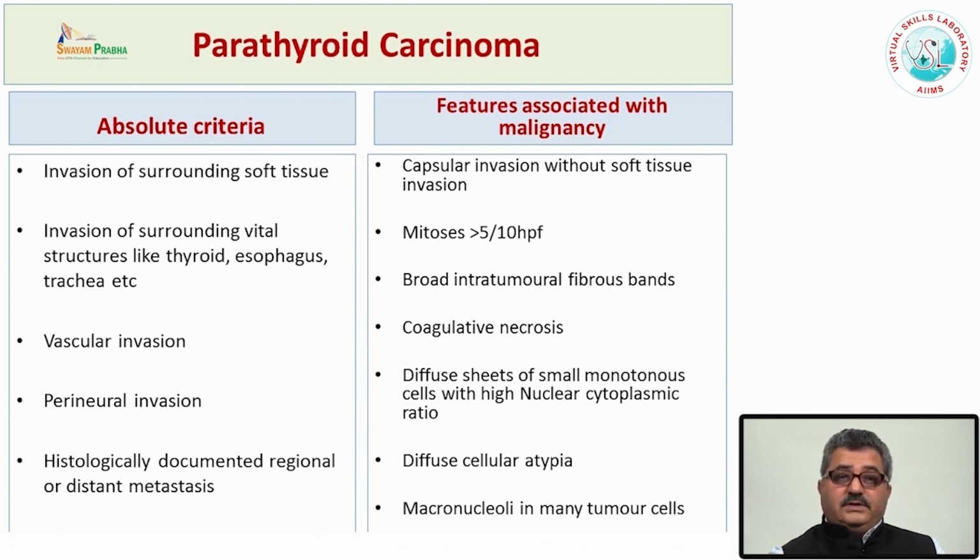There are some features which are associated with malignancy, which are suspicious, or when they are present indicate that this can be carcinoma. One of them is capsular invasion without soft tissue invasion, mitosis more than 5, broad intratumoral fibrous bands, coagulative necrosis, diffuse sheets of small monotonous cells with high nuclear cytoplasmic ratio, or nuclear atypia, and macronucleoli in many cells.